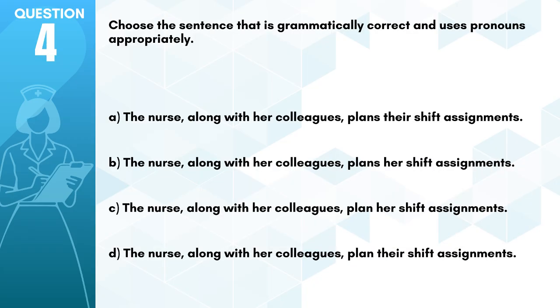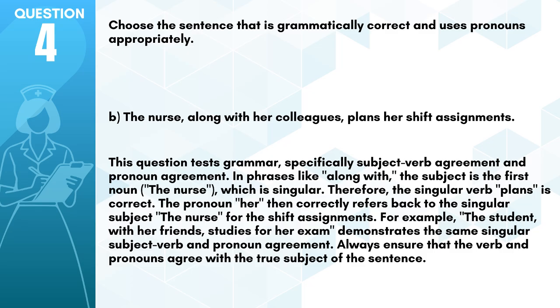Question 4. Choose the sentence that is grammatically correct and uses pronouns appropriately. A. The nurse, along with her colleagues, plans their shift assignments. B. The nurse, along with her colleagues, plans her shift assignments. C. The nurse, along with her colleagues, plan her shift assignments. D. The nurse, along with her colleagues, plan their shift assignments. Answer: B. The nurse, along with her colleagues, plans her shift assignments.